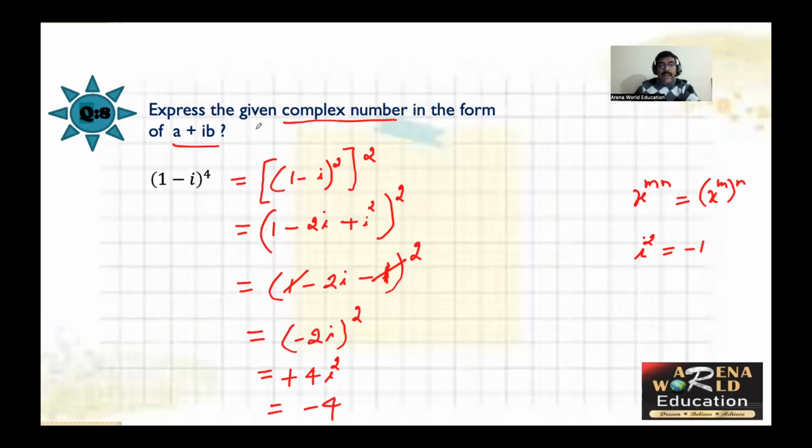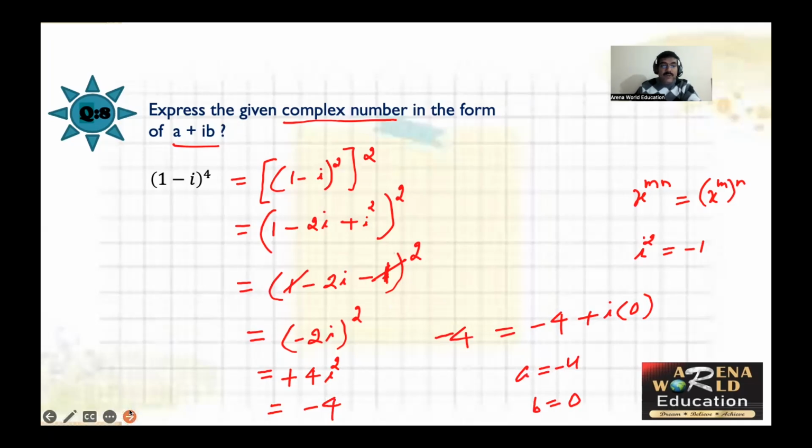If you want to write it in the form of a plus b iota, minus 4 can be written as minus 4 plus iota into 0. Here a is minus 4 and b is 0. Imaginary part is 0, it means this is a purely real number. I hope everybody is clear.